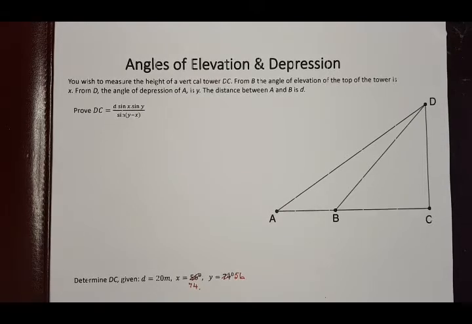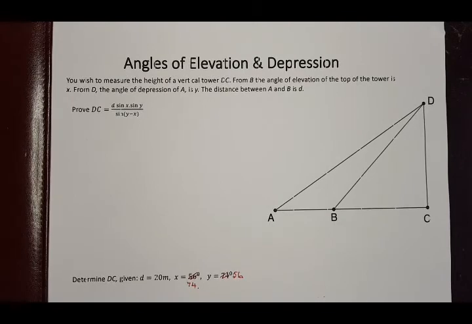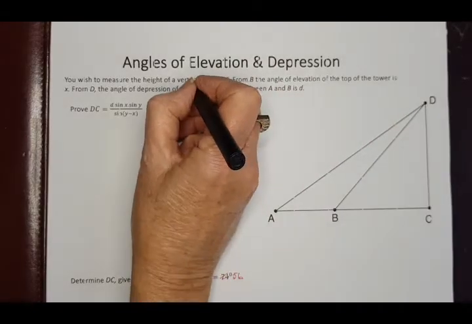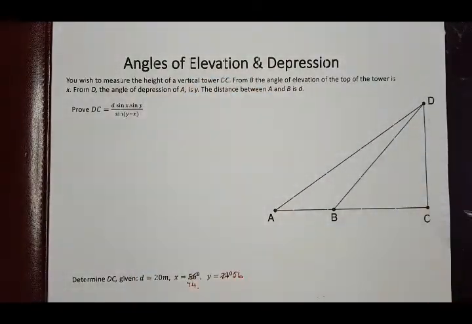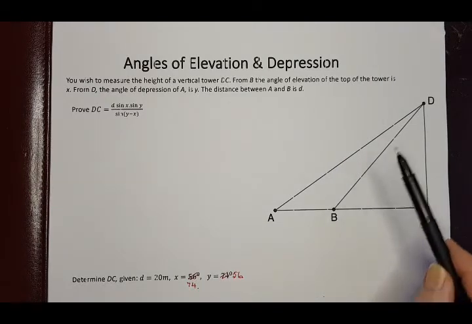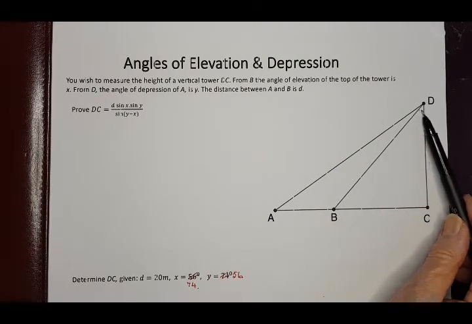The second two-dimensional problem we're going to do involves the terms angles of elevation and depression. We want to work out the height of a vertical tower. Sorry, I see that hasn't printed nicely. Vertical tower DC. From B, the angle of elevation of the top of the tower is x.